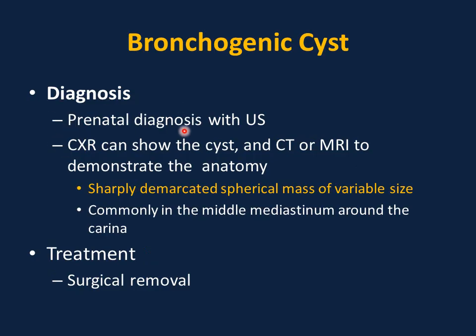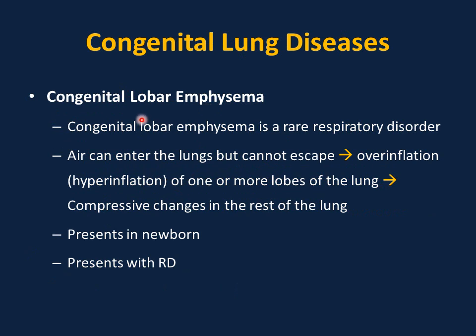Diagnosis: prenatal diagnosis with ultrasound is possible. Chest X-ray can show the cyst. CT or MRI demonstrate the anatomy. Sharply demarcated spherical mass of variable size. Remember this phrase: commonly located in the middle mediastinum around the carina. Treatment is surgical removal.